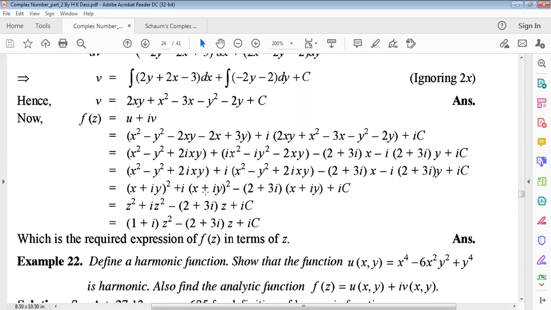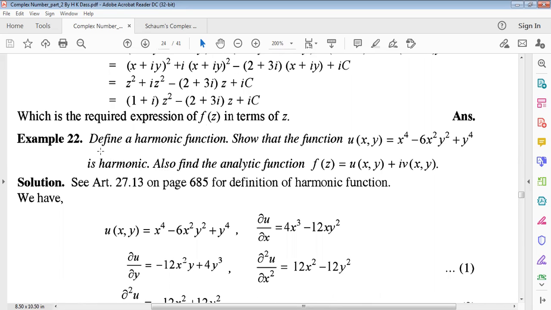So x plus iy equals what? Actually z, complex number. So z square, and this will be i z square, and minus (2 plus thrice i). It is also another complex number, and this is also z plus ic. Actually, this is the representation of f of z, complex variable, complex function. Okay, this is the result.